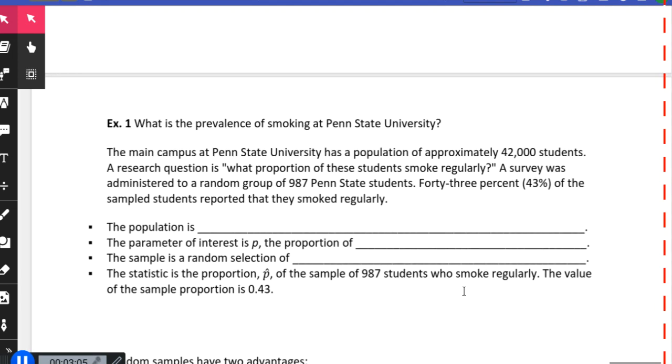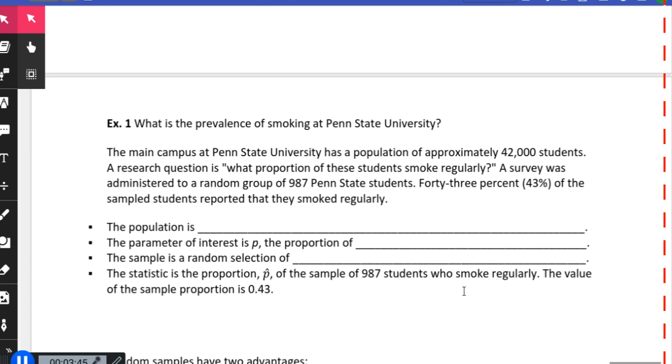All right, we're going to take a look at example 1 here with Penn State University. The campus wants to know how many of their students smoke, but they have 42,000 students, so they do not have time to ask everyone. A survey was administered to 987 of the students. 43% of them said that they smoked regularly. So the population in this example is the 42,000 Penn State students. The parameter is what proportion of them smoke regularly.